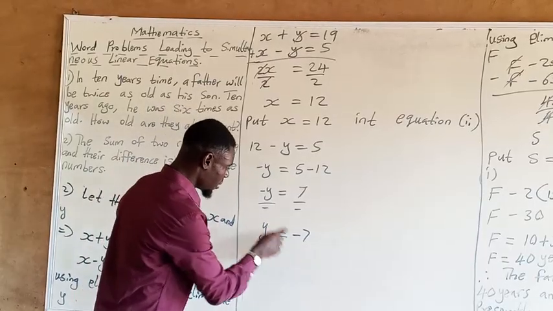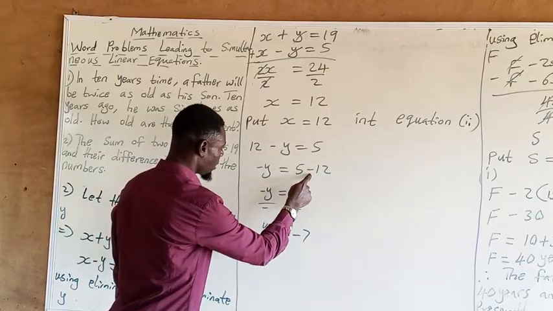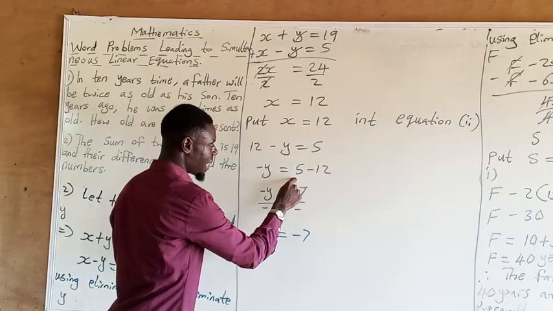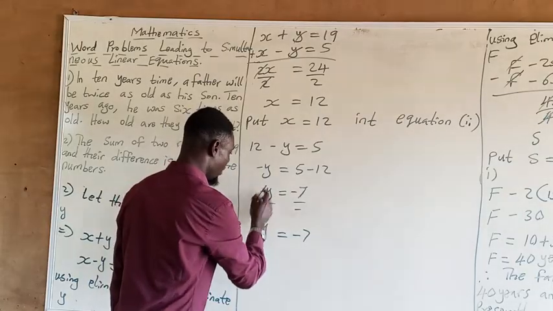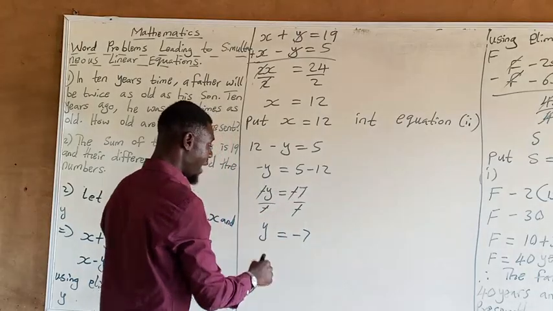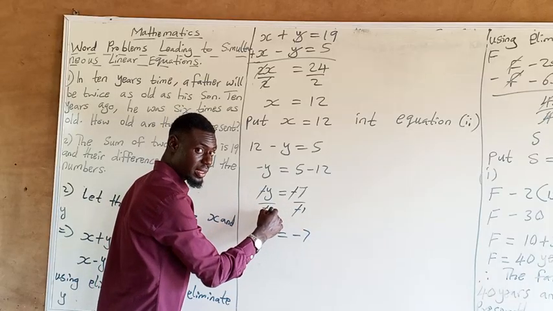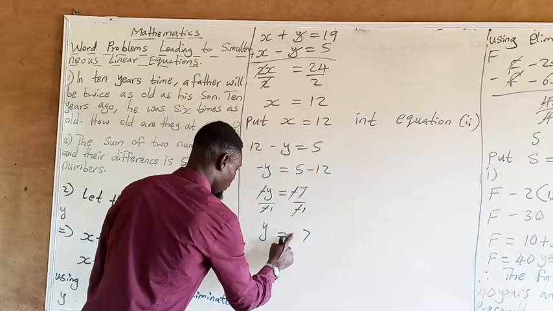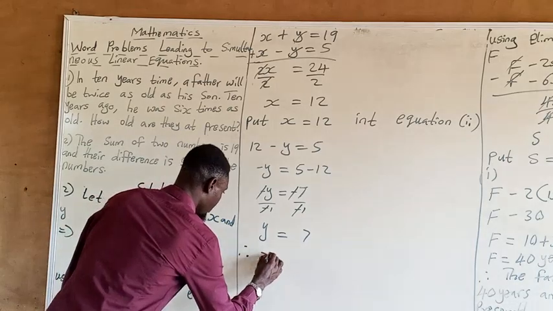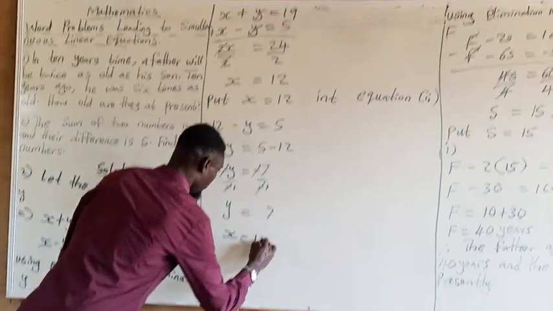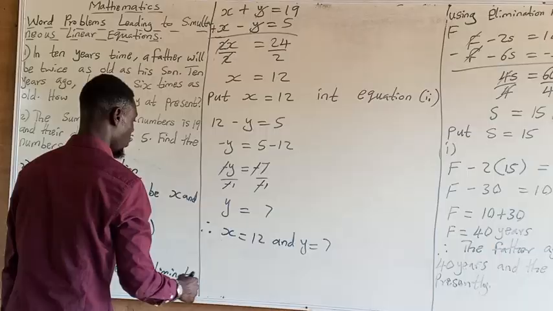I think this place should be positive 7. Let me check. Yes, let's observe. This place is bigger than this. This place is supposed to be minus 7, not just 7. So the minus will cancel the minus. Remember, this minus is not just minus, it has minus 1 in front. All right. So when they cancel, this place is plus. So y is equal to plus 7. Therefore, x is equal to 12 and y is equal to 7. So these are the numbers.